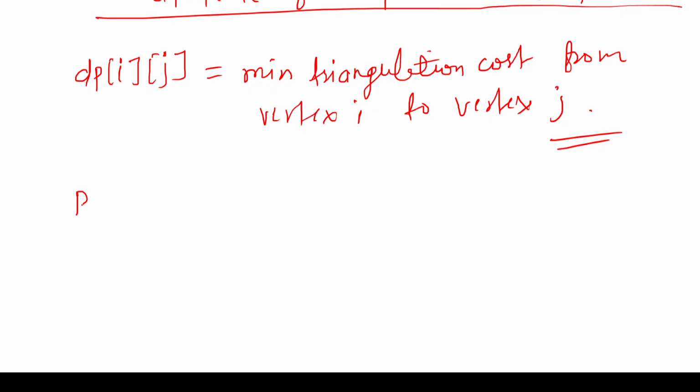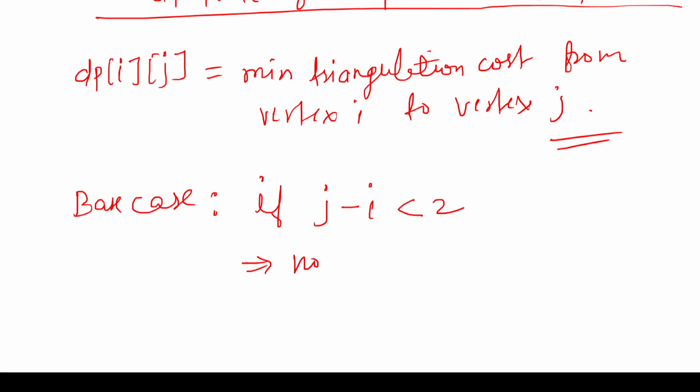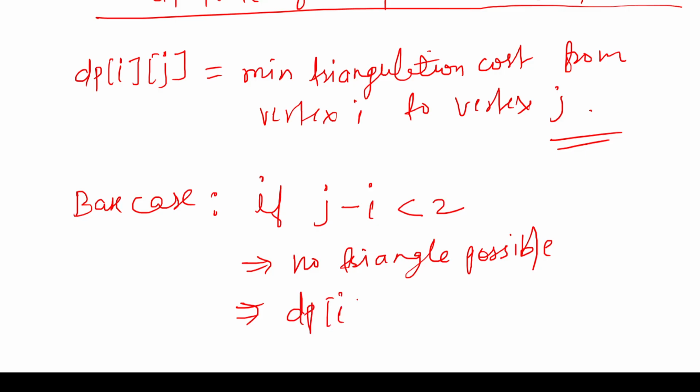Now let's call the base case. The base case is: if j minus i is less than 2, it means no triangle is possible. In that case we'll say dp at i and j is 0. This is our base case.